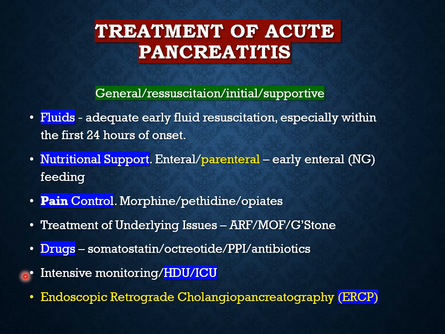These patients with acute pancreatitis, especially the moderate to severe cases, need to be intensively monitored in ICU or HDU. And definitely early endoscopic retrograde cholangiopancreatography, or ERCP, should be considered as soon as the patient is stable.